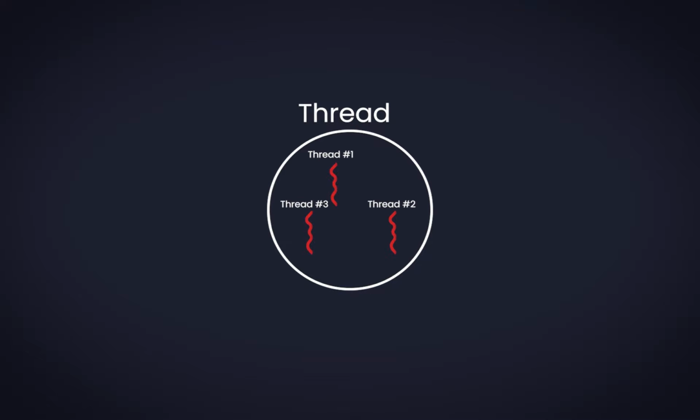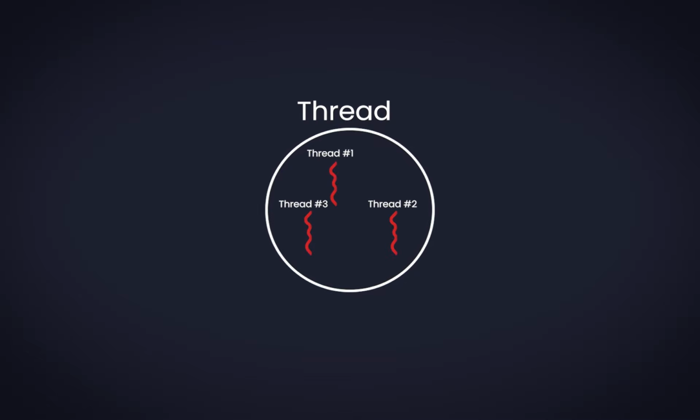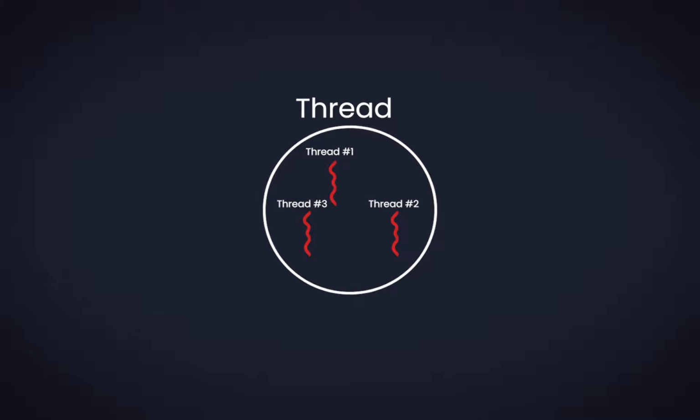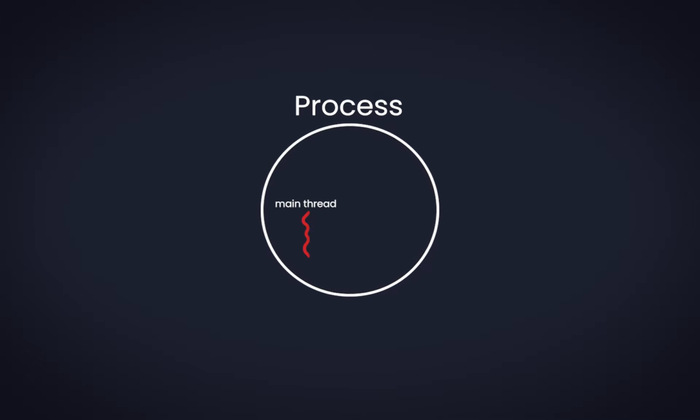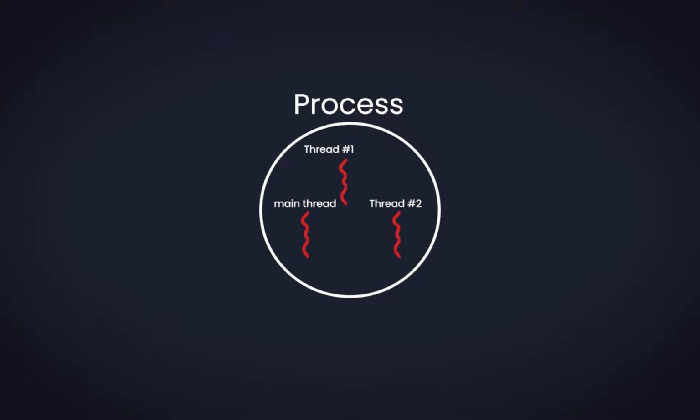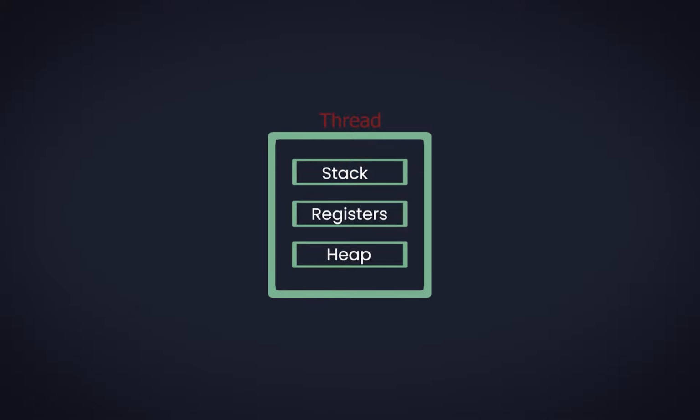Thread. So what's a thread? A thread is a unit of execution within a process. A process has at least one thread. It's called the main thread. It is not uncommon for a process to have many threads. Each thread has its own stack.